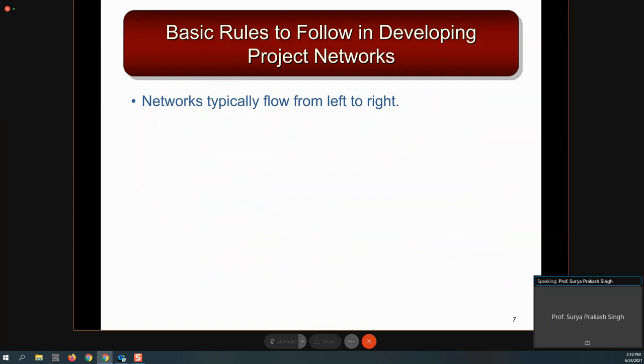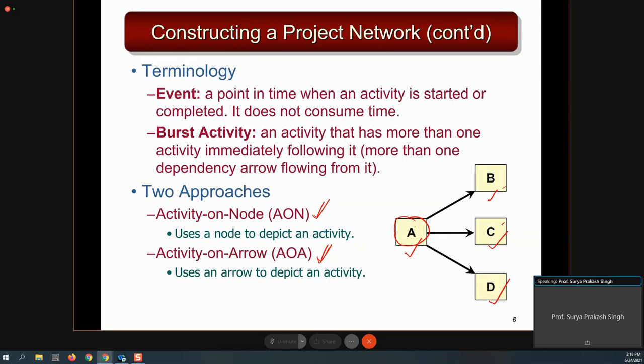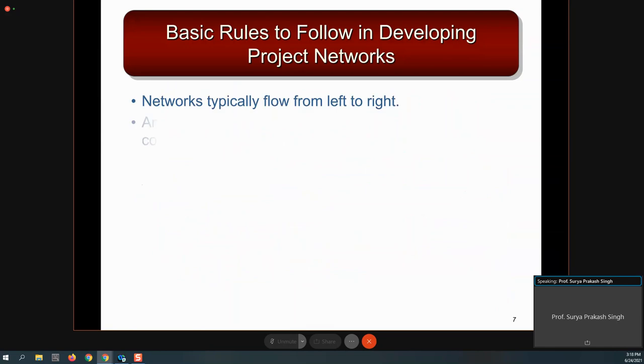Networks typically flow from left to right. When we say left to right, it means the first activity we write at the left part, and it goes like this, and the last activity goes at the right part. This is the meaning of the left-to-right approach.